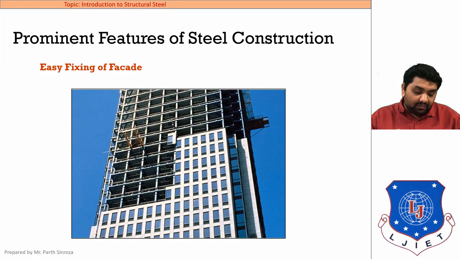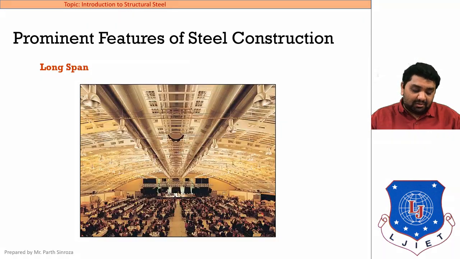Okay. Next will be easy fixing of the facade. In normal constructions, you always see that high-rise buildings are constructed and they are being provided facades for aesthetic purposes. So for providing these facades also, it is easier to construct in steel structure than to construct a facade in RCC structure. Then it is the most important feature, that is it has long span.